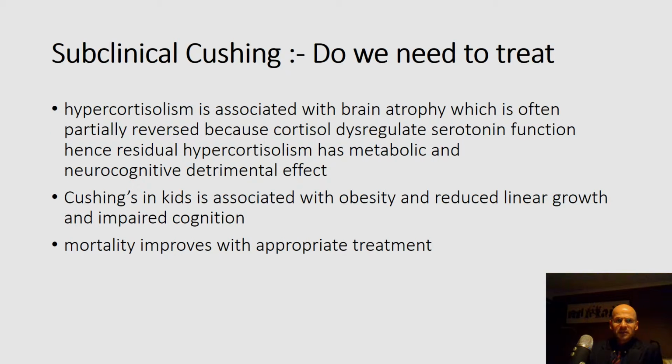Now, the principle in the management of subclinical Cushing is we do not need to rush into treatment. However, we do not need to be very complacent. Hypercortisolism is associated with a lot of detrimental effects on the brain. It could cause brain atrophy, cognitive impairment. It is associated with increased morbidity and mortality in general.